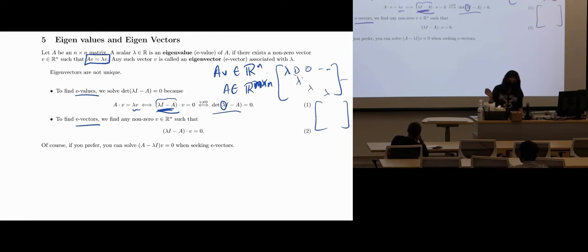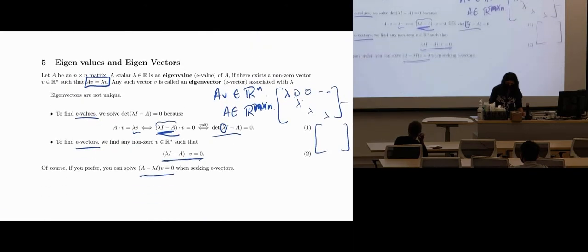You bring it to the other side, and then you take the determinant. And then for eigenvectors, we can calculate using this equation right here. Solving this is the same as solving that, because it's a zero vector. That's pretty much it.